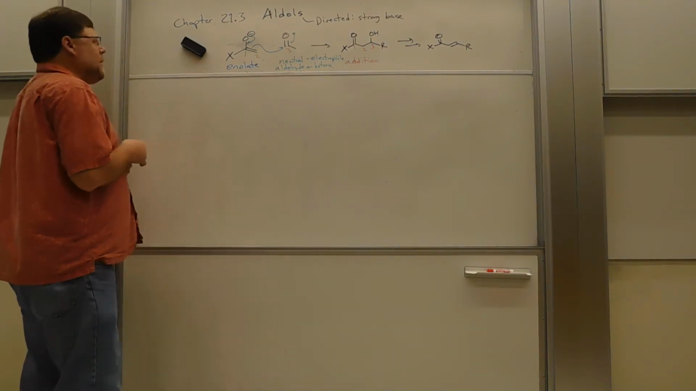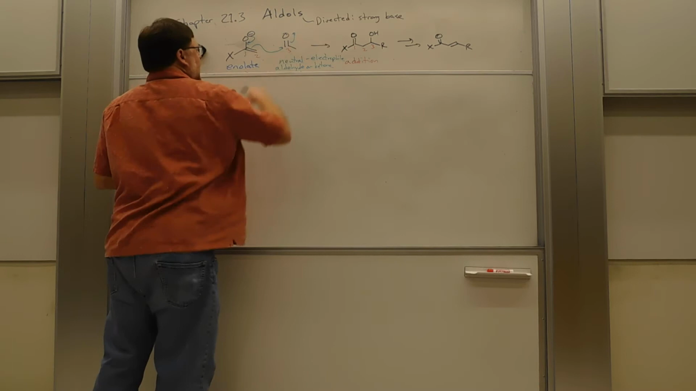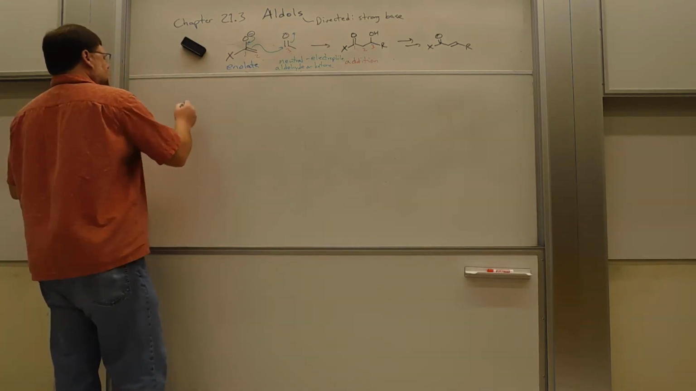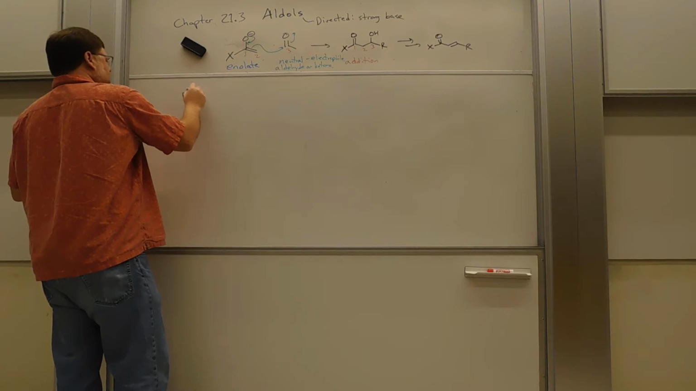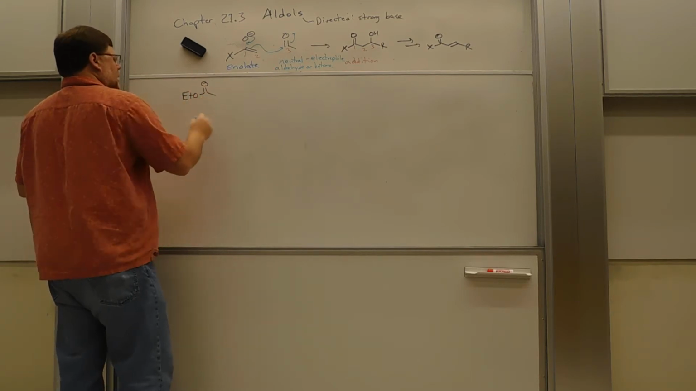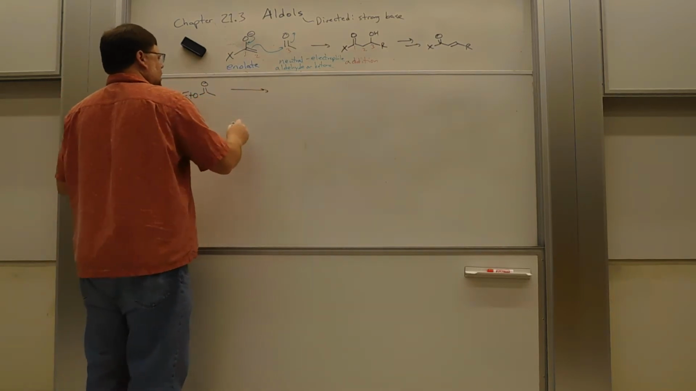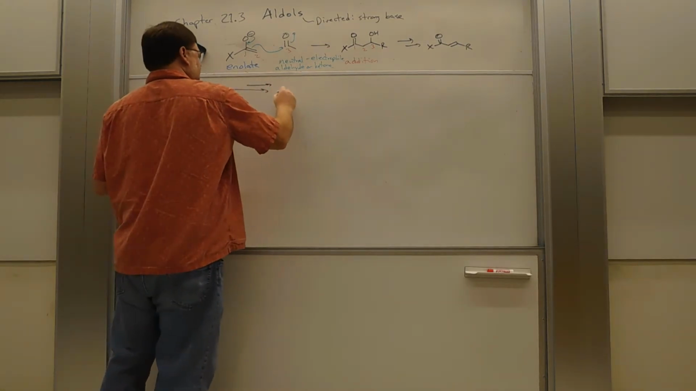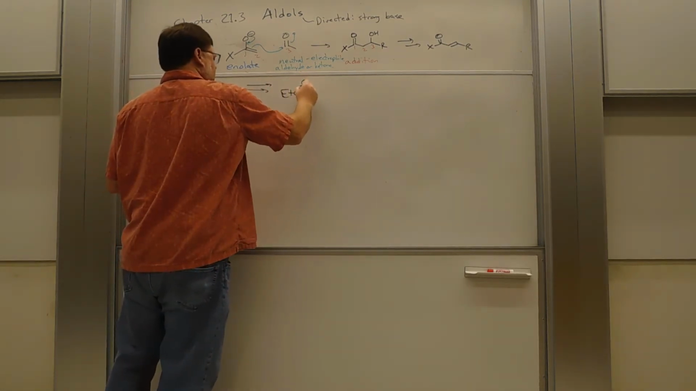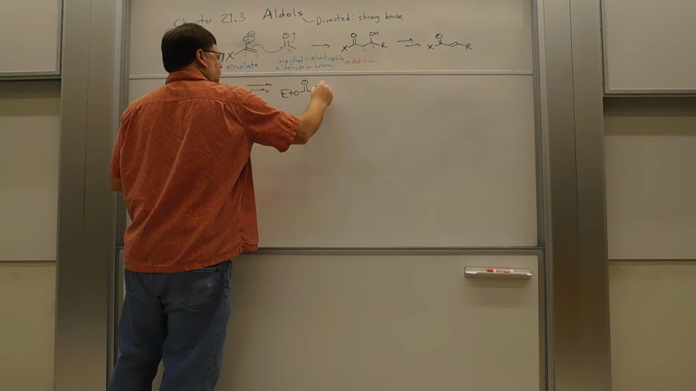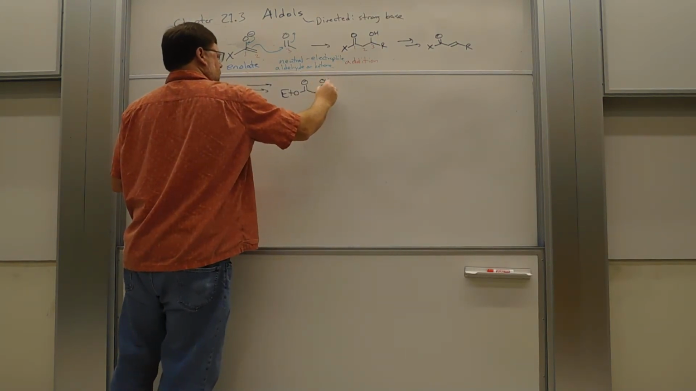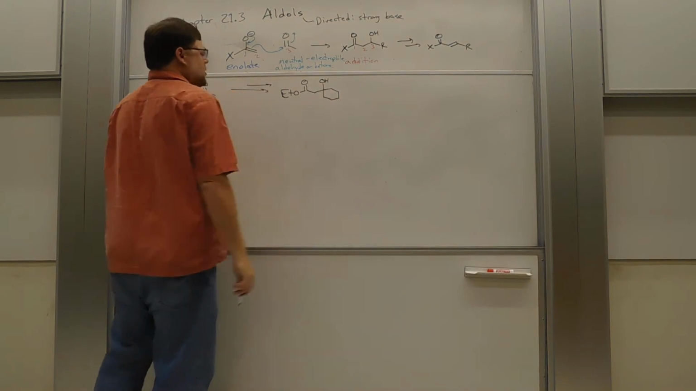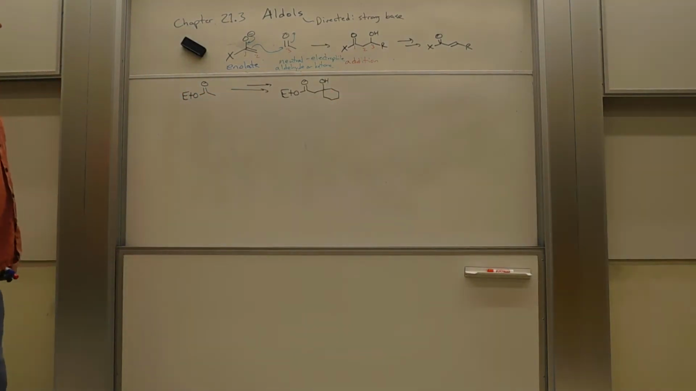Okay, so what makes it directed? Well, we're going to use a strong base. Let's use a real example. Let's use ethyl acetate, and we want to have ethyl acetate add into cyclohexanone. All right, so there's the molecule we want to make. How do you do that?